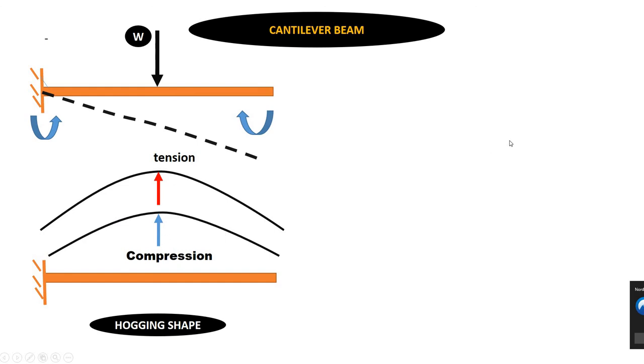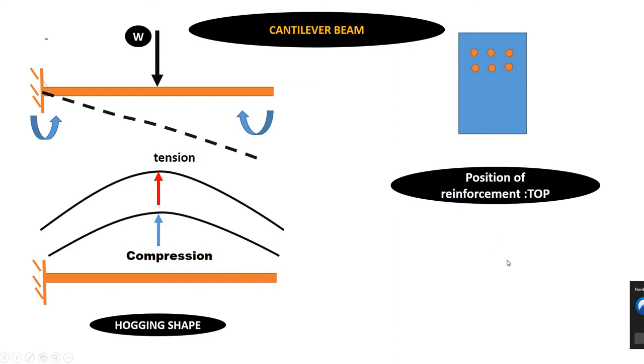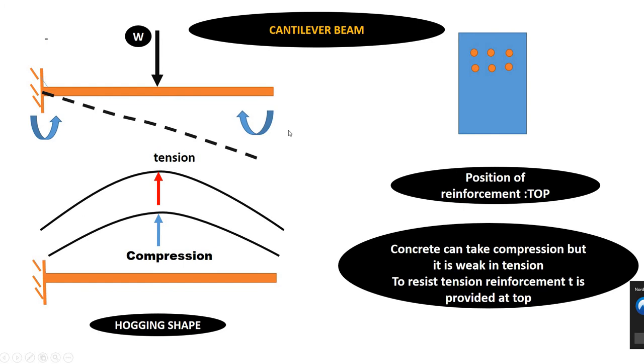So for the cantilever beam, what about the position of reinforcement? The position of reinforcement is at the top, because again the top part is in tension, and in the same way concrete is weak in tension, so we have to provide reinforcement at the top, right? So this is about the cantilever beam.